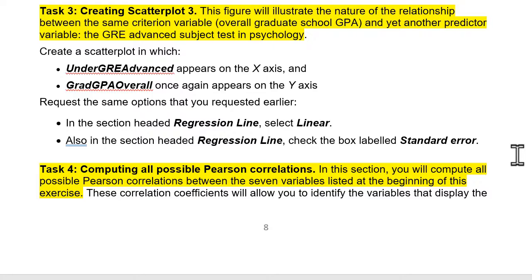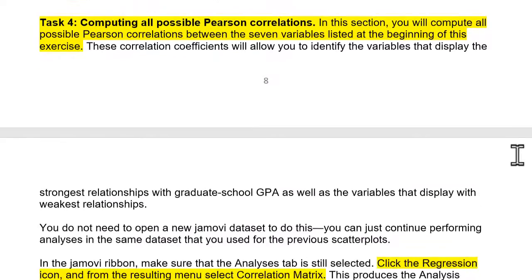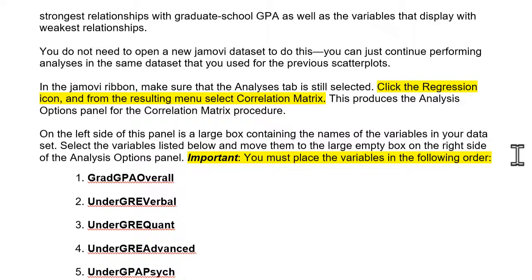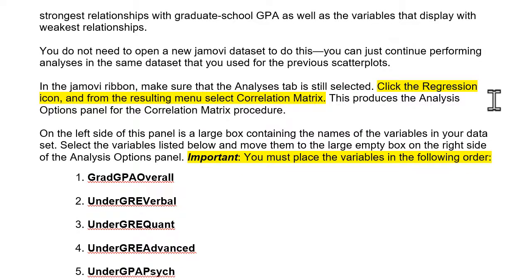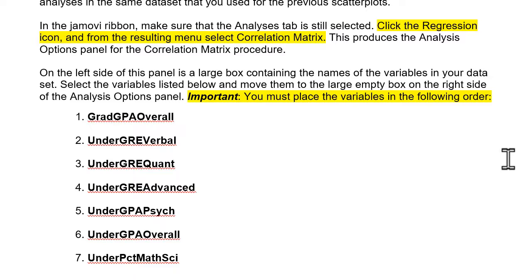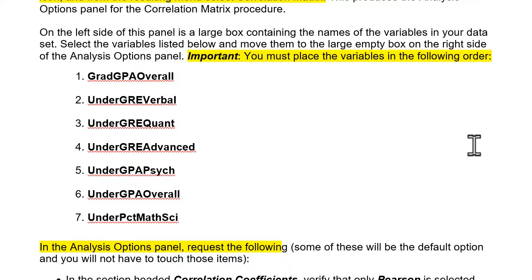In the exercise, bottom of page 8, continuing to page 9, it says click the regression icon, and from the resulting menu, select correlation matrix. You're going to request that Jamovi compute all possible correlations between these variables. And notice what I've highlighted here. Important, must place the variables in this order. So pay close attention to that. Make sure that's the order they're in.